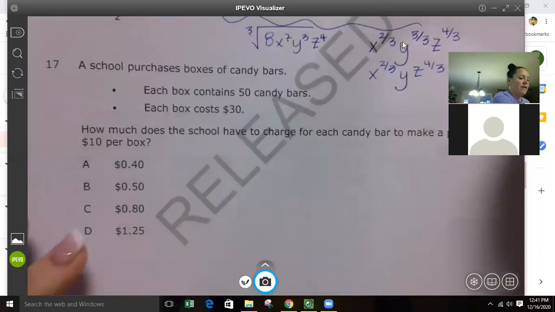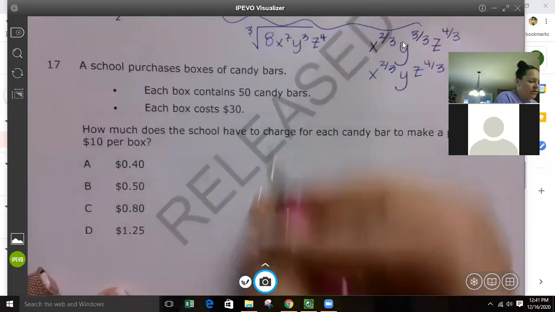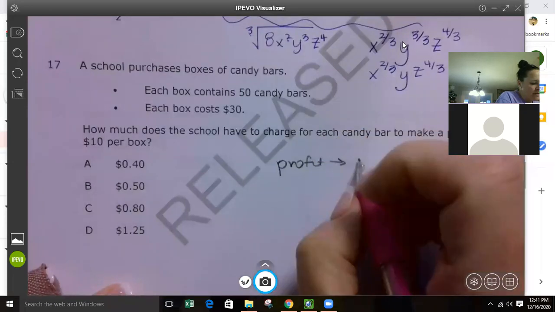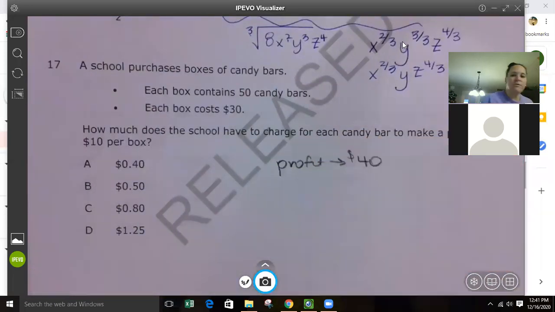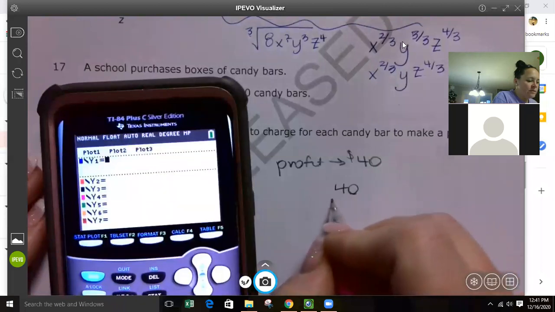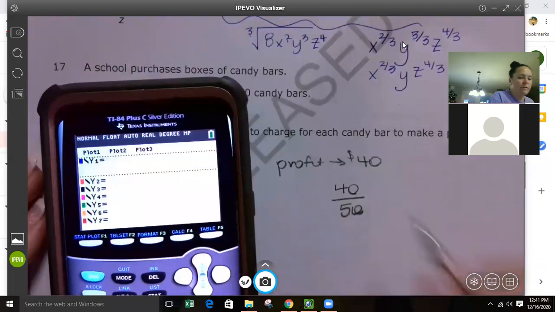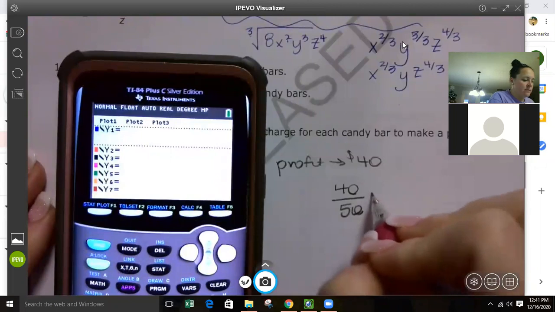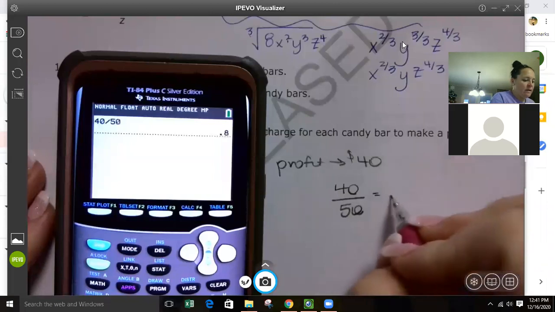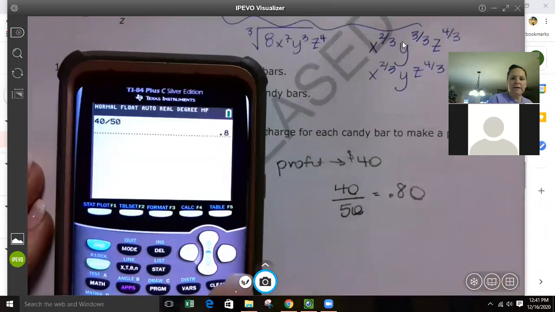So right now, each box costs 30. So a profit of $10 would mean that I need to charge $40 for a whole box, or make $40 off a whole box. And so we have $40 per 50 candy bars. And we just put that in our calculator. So 40 divided by 50, and we get 0.8 or 80 cents.